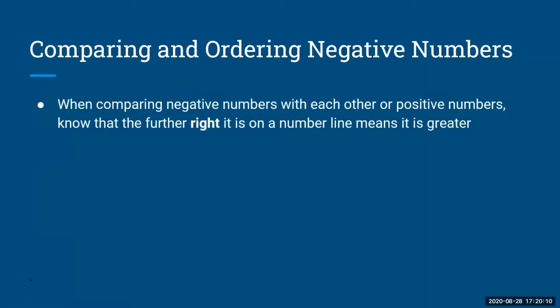When you compare negative numbers with each other, or positive numbers, you know that the further right it is on the number line, the greater it is. And likewise, the further left it is on the number line, the lesser it is than a certain number.